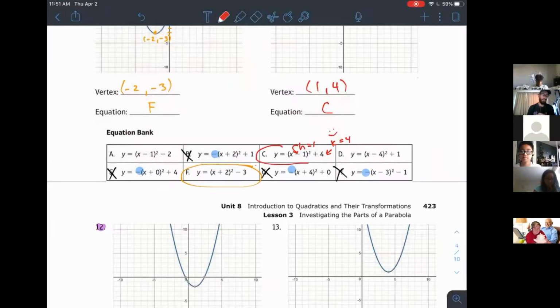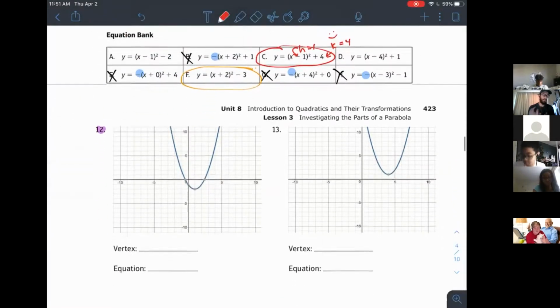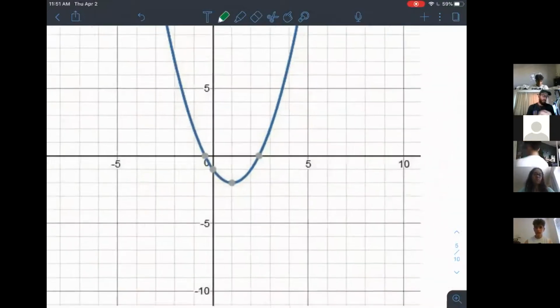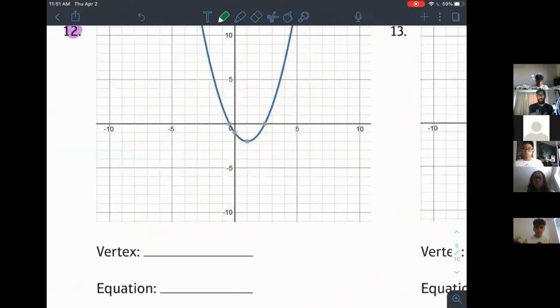That is number 11. Okay, number 12. We know it's not C, we know it's not F, we know it's not B, E, G, and H because they're not negative. Let's do this last one right here, number 12. What's the vertex? Yeah, 1, -2. Great call, Sarah. 1, -2. Boom.